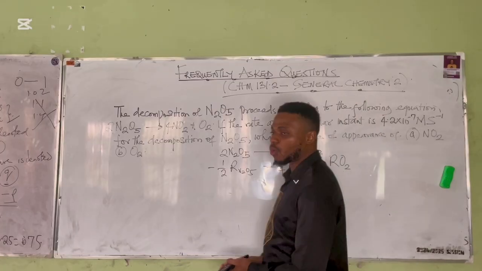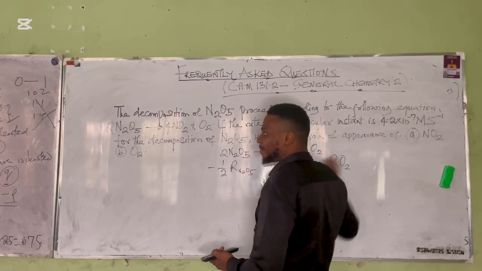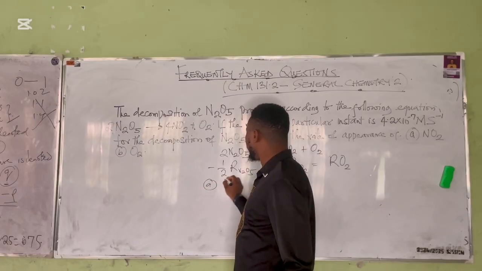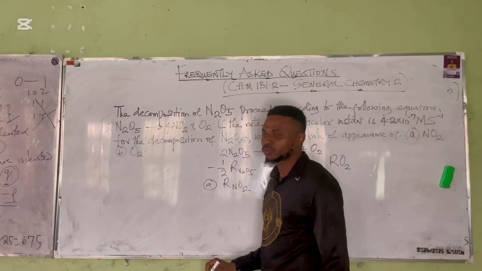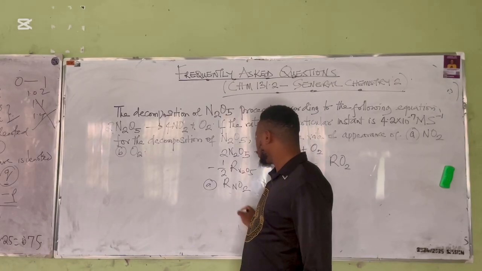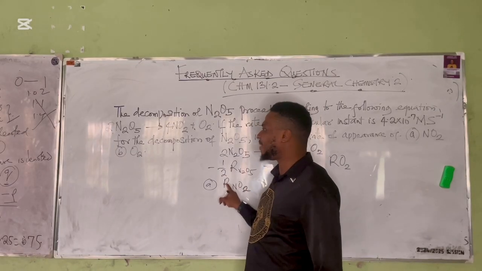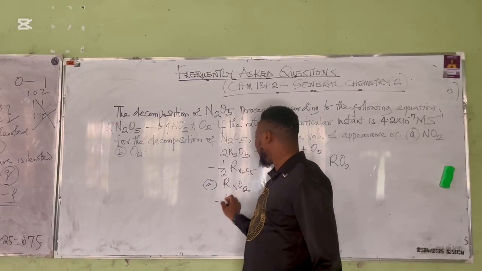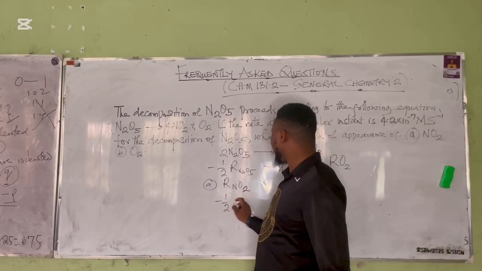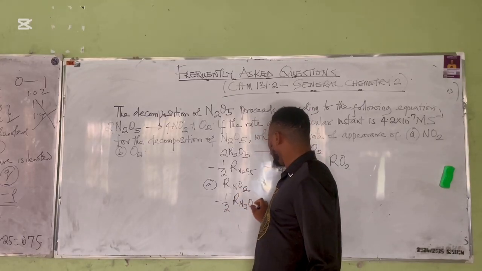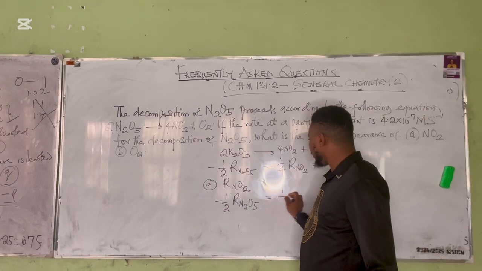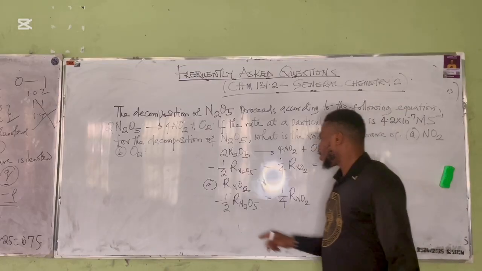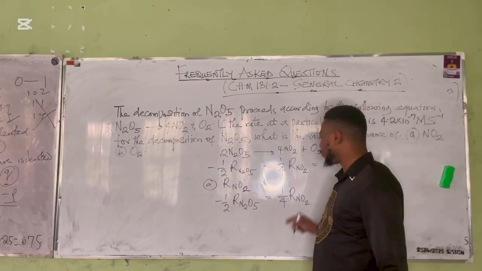So we have the rate of N2O5 as 4.2 times 10 to the power minus 7. Now let's look for the rate of NO2. If you want to look for the rate of NO2, we have to relate what we have, the known, with the unknown. So this will be minus 1 over 2 rate of N2O5, which will be equal to 1 over 4 rate of NO2.